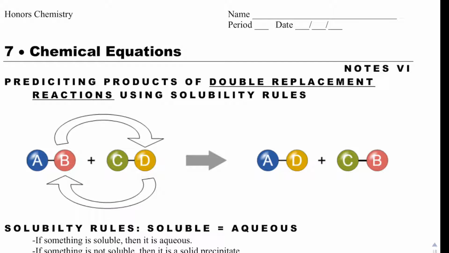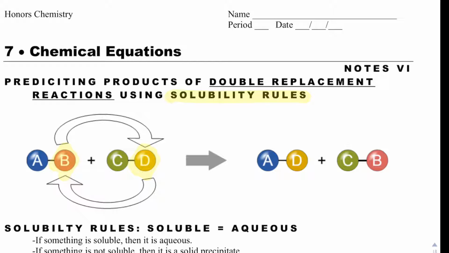In this video, we will learn how to predict products for double replacement reactions, specifically taking advantage of solubility rules. Now, a double replacement reaction is where two anions or two cations switch places. So for example here, D and B switch places, and so we get two different ionic compounds.